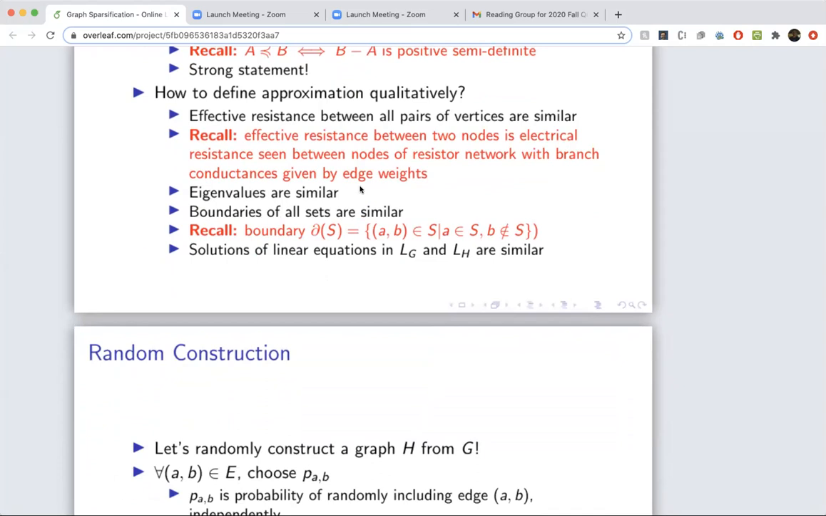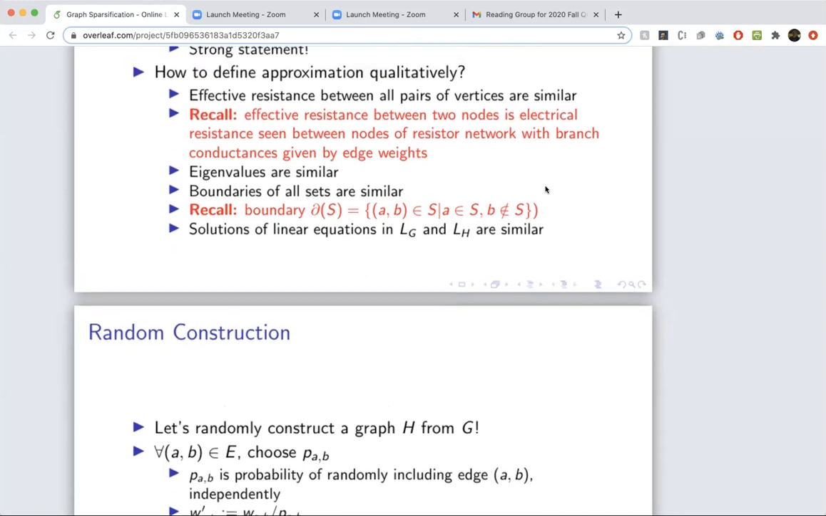We'll get into the precise definition of effective resistance in a couple of slides, but essentially we can treat our network as an electrical circuit where the edge weights are the conductances between nodes. If you have two nodes inside our graph, we can find the effective resistance between them by treating the edges as resistors and doing the parallel and series computations that you probably learned in physics a long time ago.